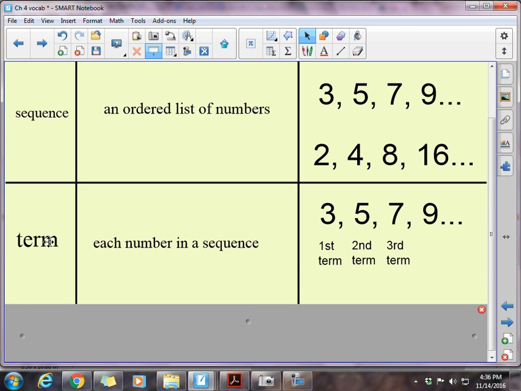The term, a term in this setting, because we'll use term a lot for different math things. A term, as far as a sequence goes, is referring to each number in the sequence. So we'd call this the first term of the sequence, the second term, the third term.